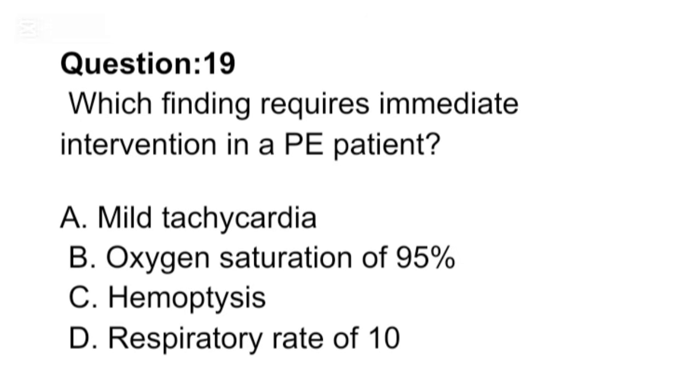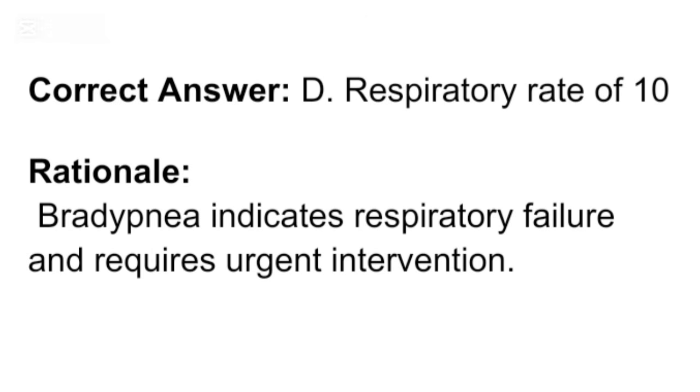Question 19. Which finding requires immediate intervention in a PE patient? A. Mild tachycardia. B. Oxygen saturation of 95%. C. Hemoptysis. D. Respiratory rate of 10. Correct answer, D. Respiratory rate of 10. Rationale. Bradypnea indicates respiratory failure and requires urgent intervention.